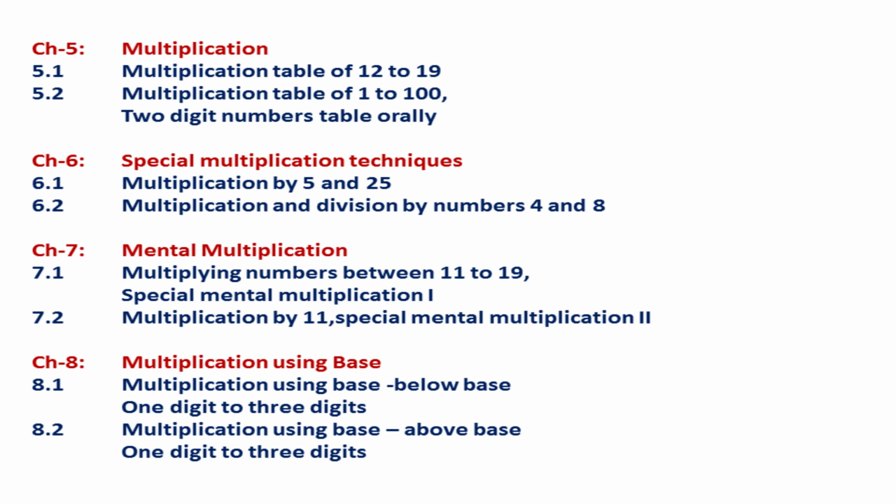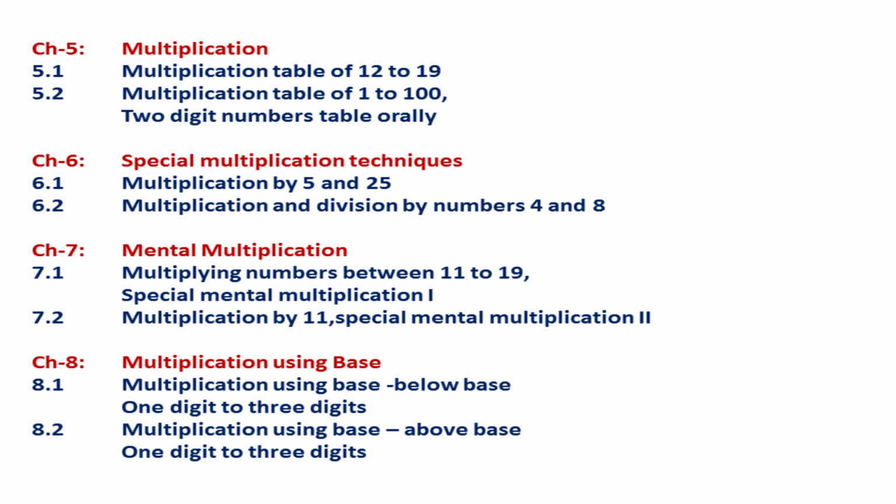So in the mental multiplication section, we will see how to multiply numbers between 11 to 19 easily and very quickly, and you will be astonished to see how quickly you can do it. And then we'll see another operation of mental multiplication, multiplication by 11. It's a wonderful thing. You will be surprised to see how quickly you can multiply any number with 11.